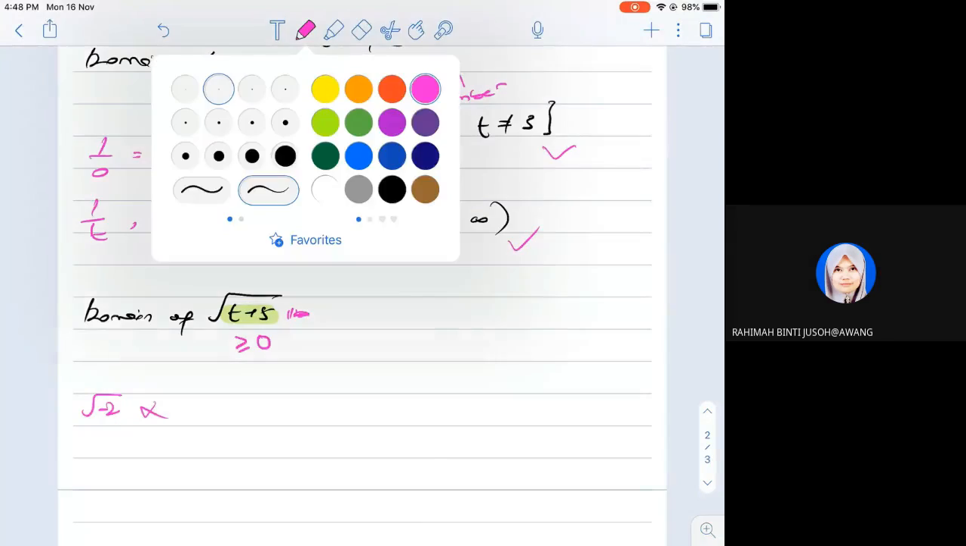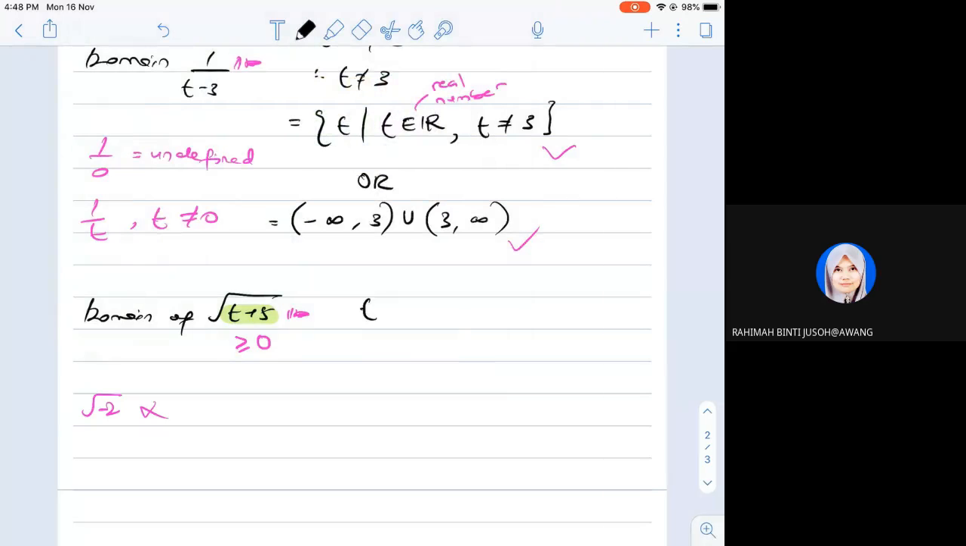So how to do this? T plus 5 must be greater than or equal to 0. Therefore T must be greater than or equal to negative 5. What does the equal sign mean? It means include. Yes, include. It means that T includes negative 5.